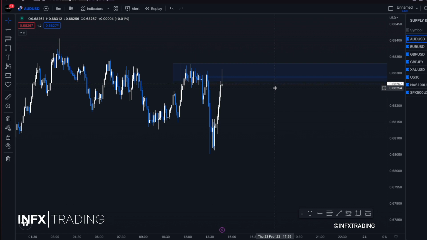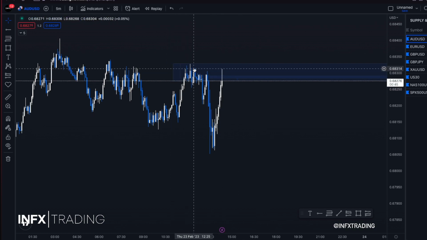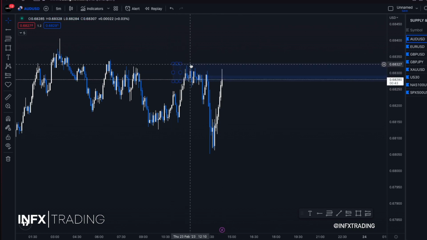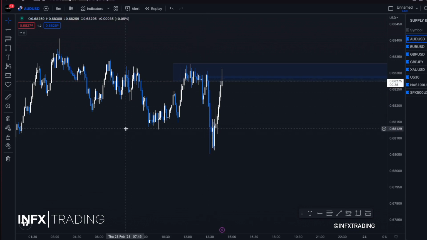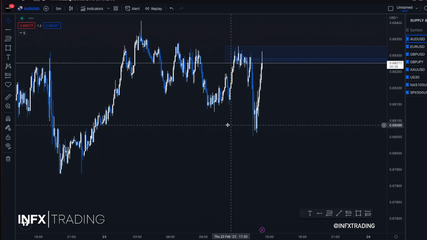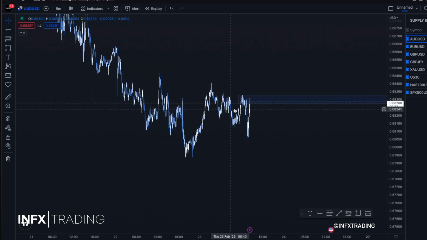So we're on Aussie dollar USD, and basically we've got a nice little supply zone lining up, right? We've got this area here. We've also had, from this area, a little bit of a liquidity grab above these equal highs here, and then price pushed down quite sharply, breaking structure to the left, and so on.